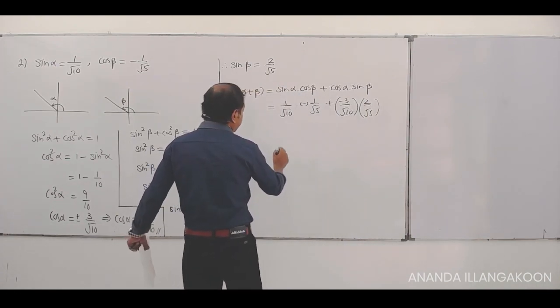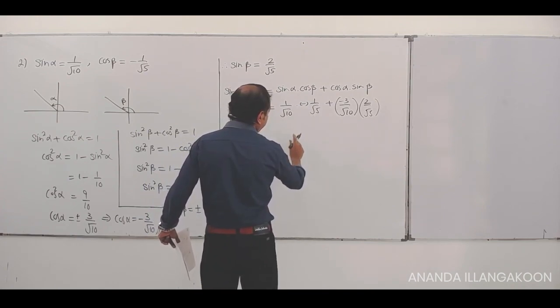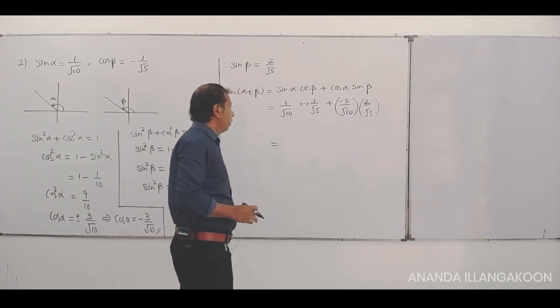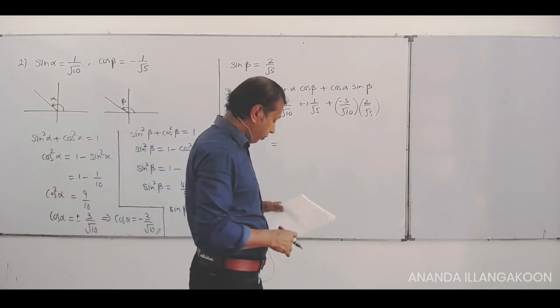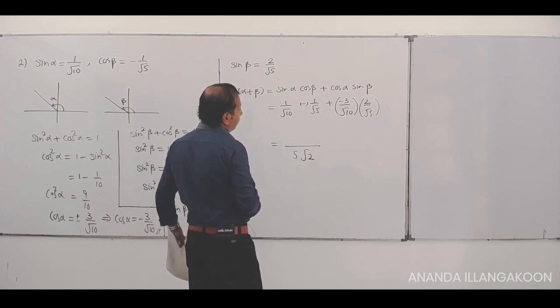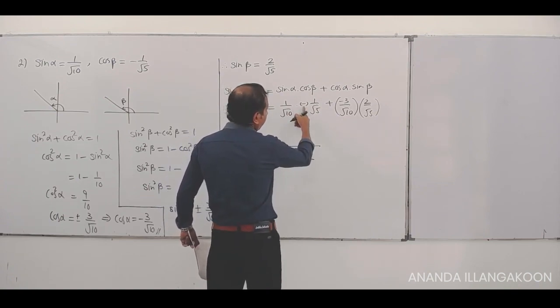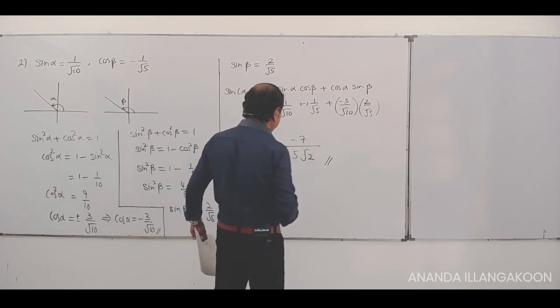Then we get the answer: root 10 times root 5 means root 50, no? Root 50 means 25 into 2, that is 5 root 2. And here minus 1 minus 6 is minus 7. This is the answer.